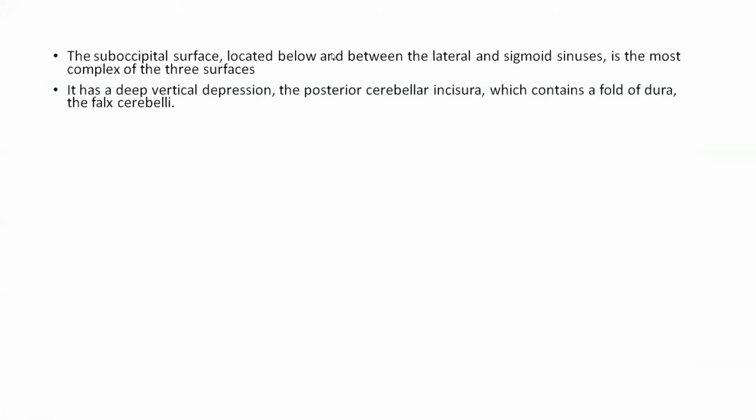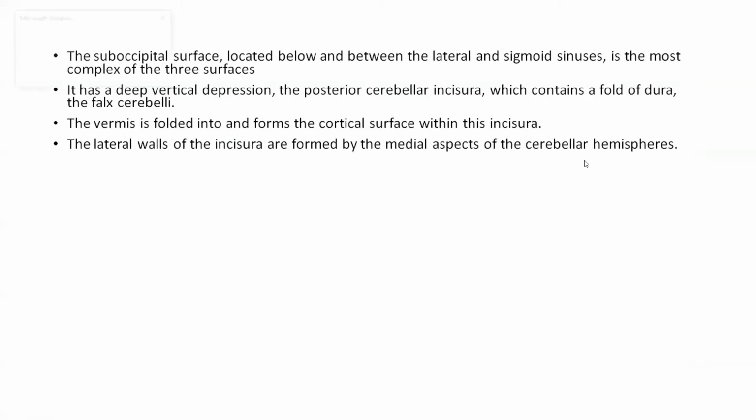So this suboccipital surface is actually located between and below the lateral and the sigmoid sinuses, and it is the most complex of the three surfaces. It has a deep vertical depression, that is the posterior cerebellar incisura, which we already saw. It contains a fold of the dura, which is the falx cerebelli. The vermis is folded over and it forms the cortical surface within this incisura.